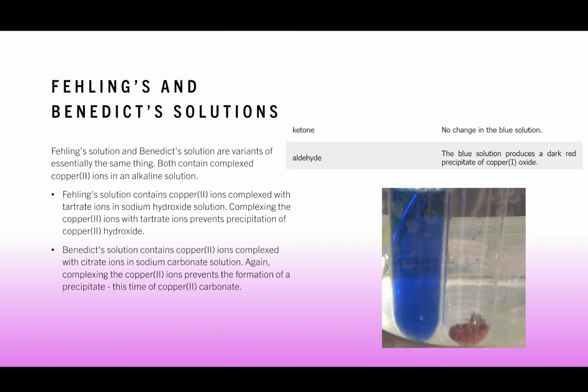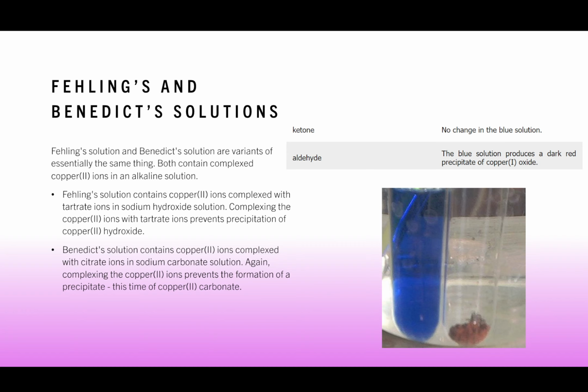Moving on then. Fehling's and Benedict's solutions. Now, I added Benedict's solution because it also works, but we're supposed to be looking at Fehling's solution specifically. Where else have you seen Fehling's and Benedict's solutions being used? You guys have been seeing it since third form. Go ahead. Just for reducing and non-reducing sugars. Wonderful.